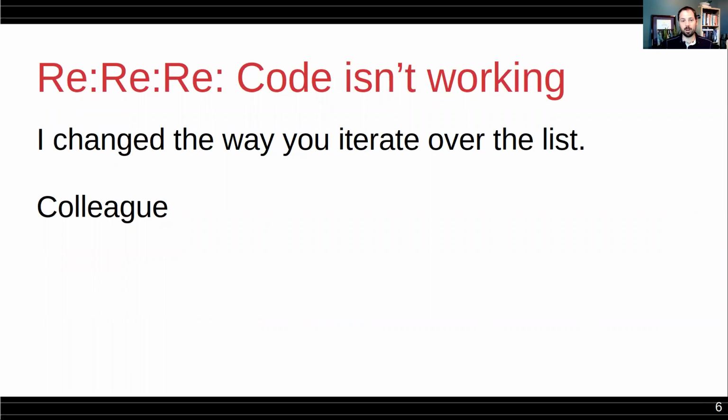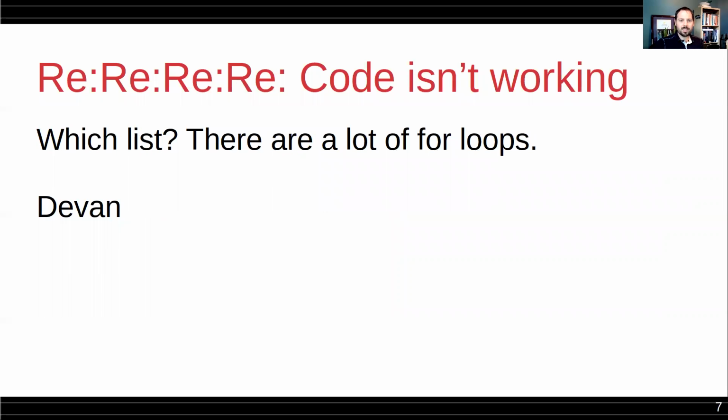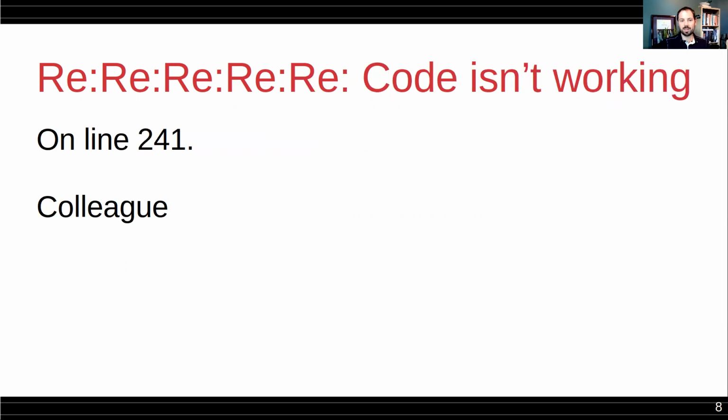And the colleague responds very helpfully, "I changed the way you iterate over the list." And I say, "Which list? There are a lot of for loops in my code, it's long code. I want to know exactly what happened." And on line 241, this is a very helpful colleague.